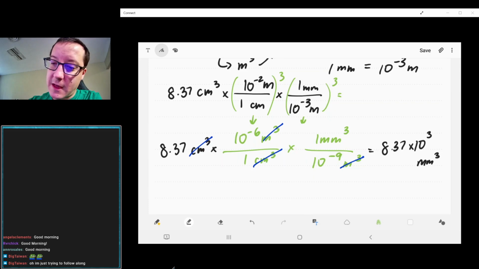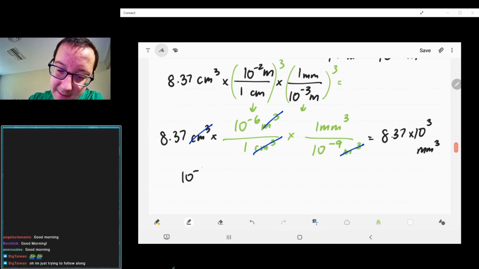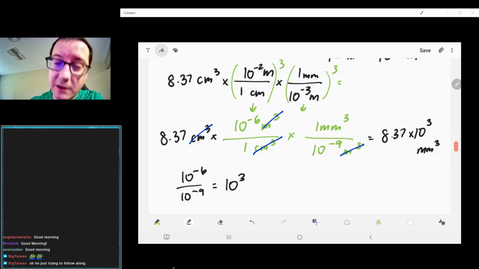Just remember that 10 to the -6 over 10 to the -9 is just 10 to the +3, right? If you are dividing exponent things, you would subtract them. So -6 minus -9 is +3. And so that's how that came there. Or again, of course, you just throw this on your calculator, no problem. You would get out the right answer.